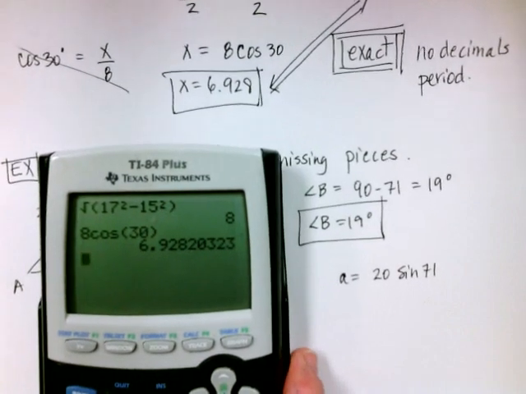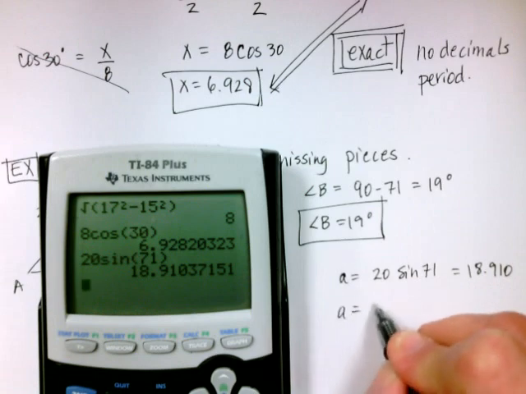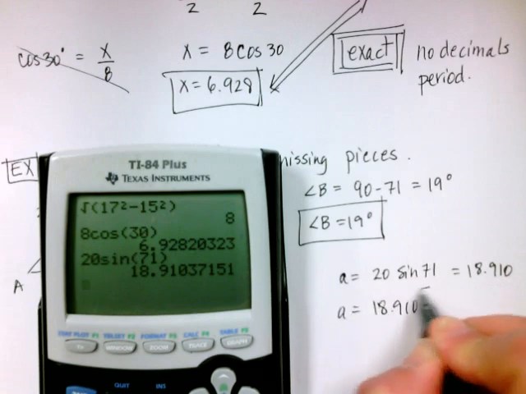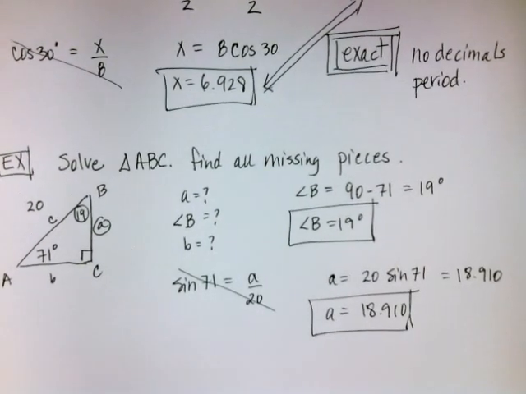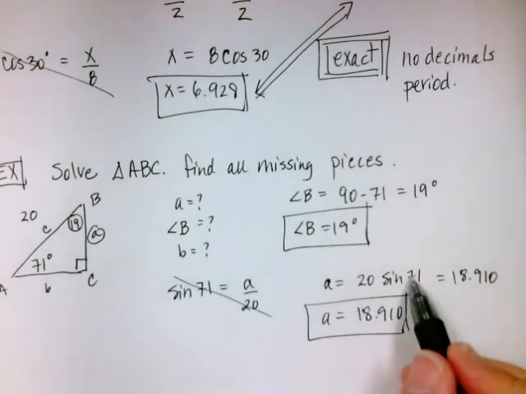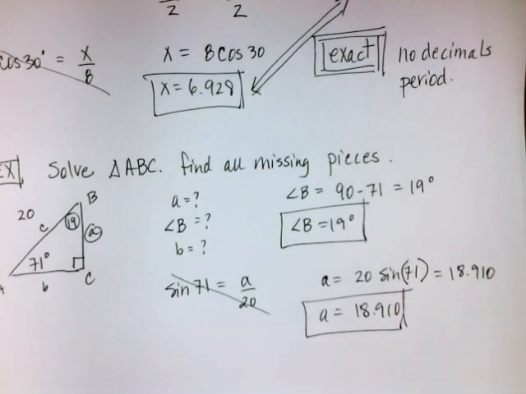I know my calculator's in degrees because I just put it in degrees. 71, close go, and I get 18.910 for the length of A, equals 18.910. Okay. When we're solving trig, I usually put the number out front. I wouldn't put this in, and notice that it opens a parentheses and closes on your calculator. All right, so 2 down.